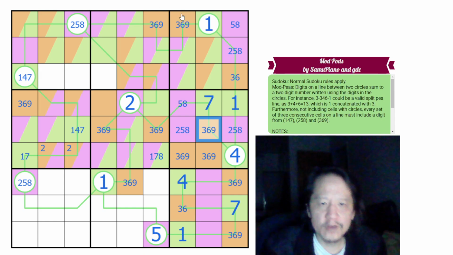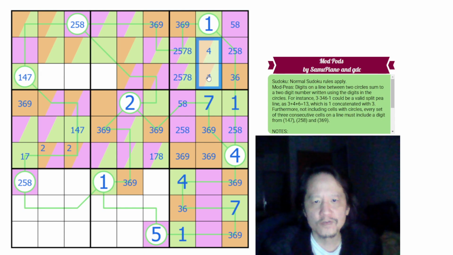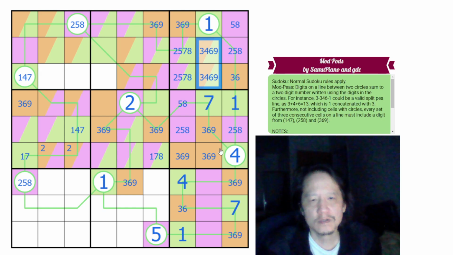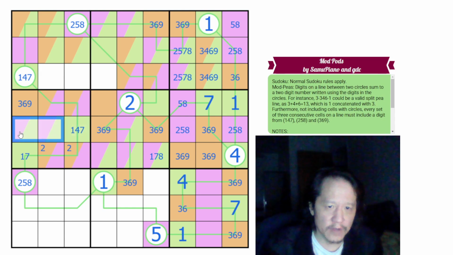So 7 has to be one of these two here. And then it's with 2, 5, or 8. And this is 4 with 3, 6, or 9. Right. 3, 6, 9. So one of 5 or 8 is here.